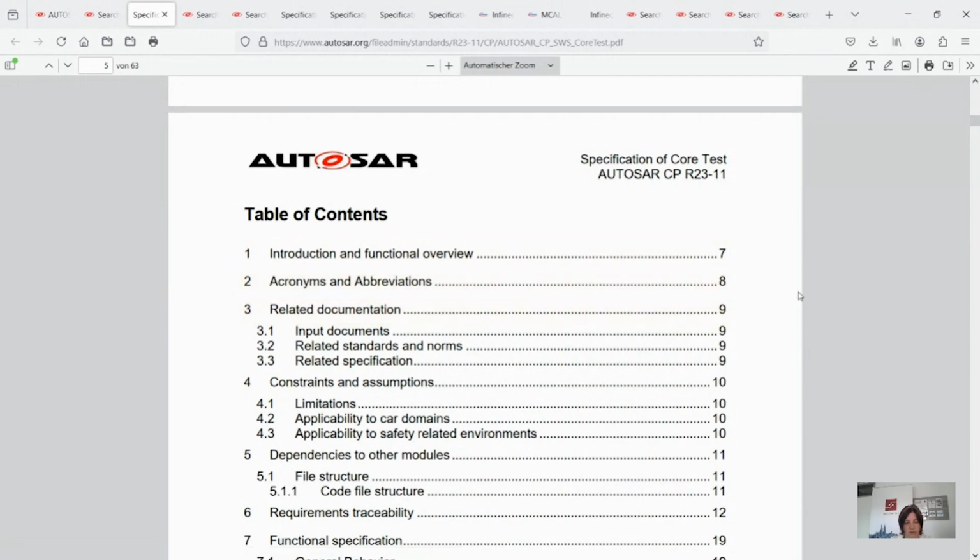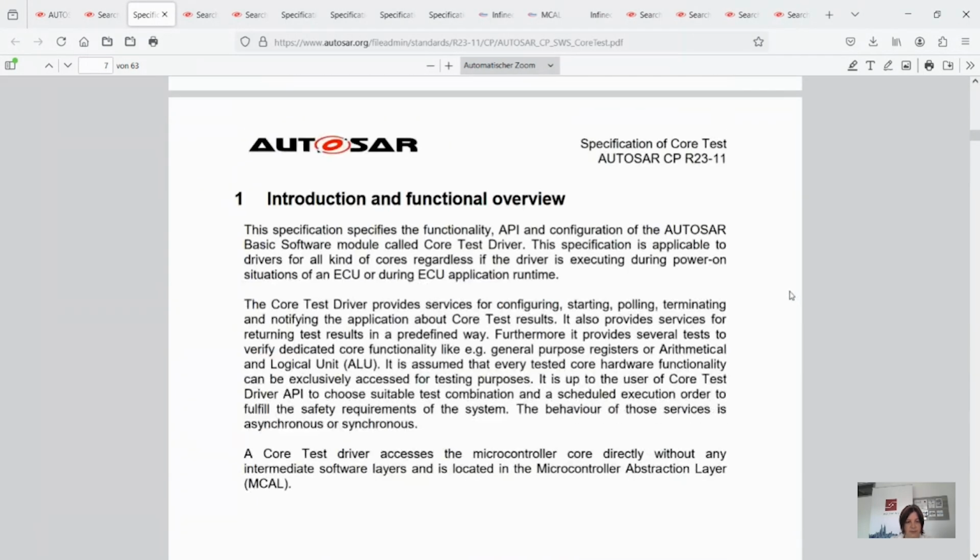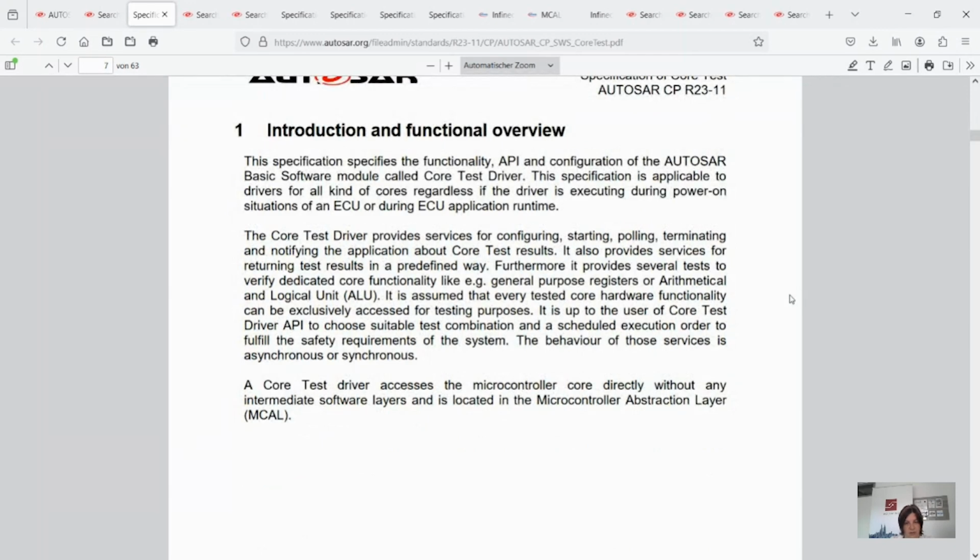Introduction and functional overview. I would always recommend to read it because it's giving you a general understanding of what this driver is doing. So this specification specifies the functionality, API, the interface, and the configuration of this module called core test driver. And it's applicable to all drivers and all cores, regardless if the driver is executing during power on situation or during ECU application runtime. So it's for power on and for runtime.